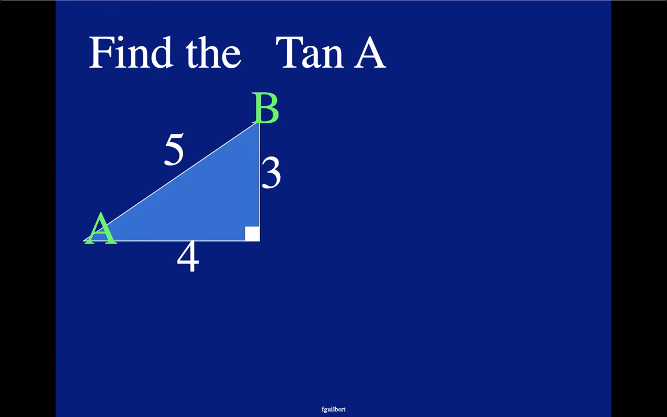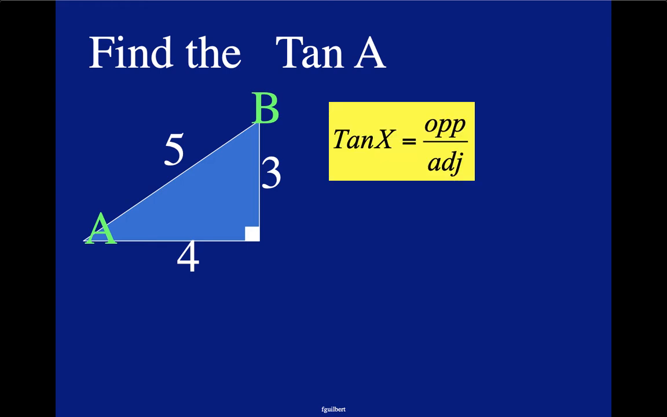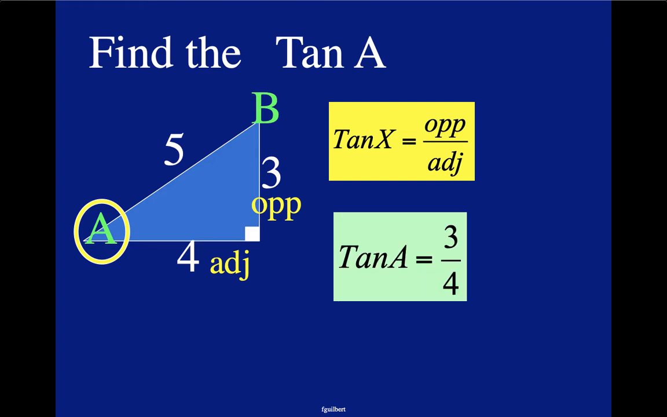Let's find the tangent of A. We're simply looking for the ratio of two sides. We know that the tangent of any angle is the opposite side over the adjacent side. So let's go ahead and look at angle A. And I see that the opposite side is 3, adjacent is 4. So the tangent of A is 3 over 4.